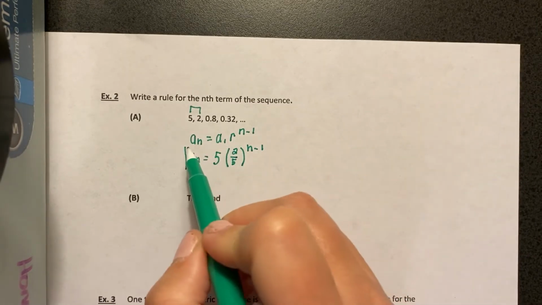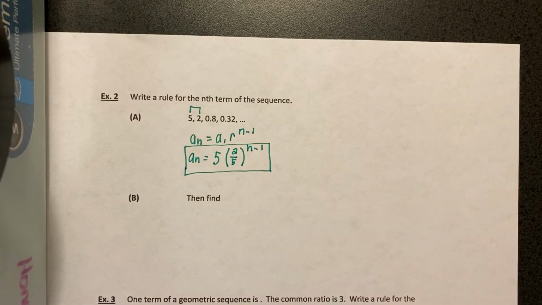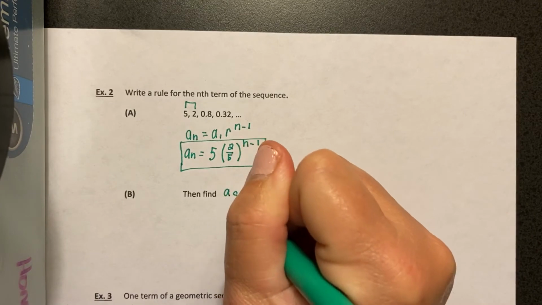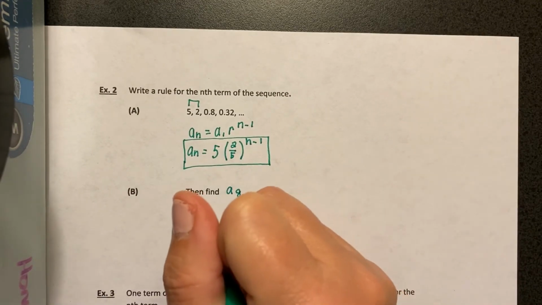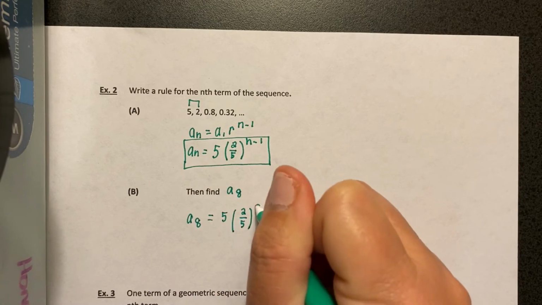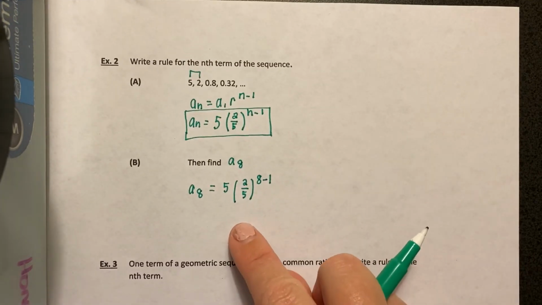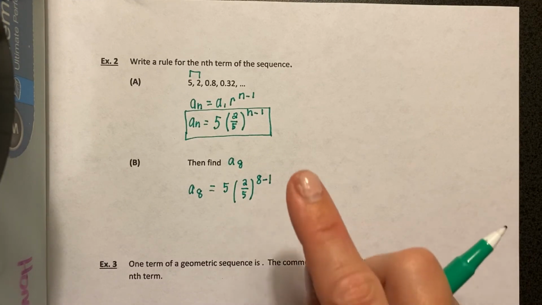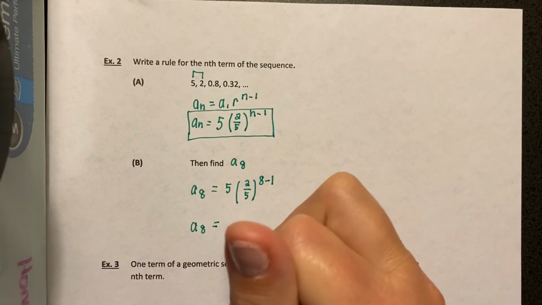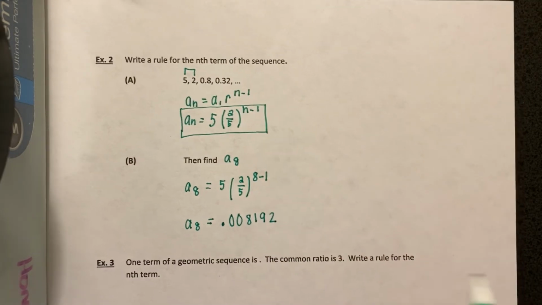Obviously, that 2/5 can be written as a fraction. It can be written as a decimal. It doesn't really matter, but I would always put that in parentheses. So then it says, find a sub 8. To find the 8th term, I'm going to take 2/5 to the 8 minus 1. So it's going to basically be 2/5 or 0.4 to the 7th power. And then you're going to multiply that by that 5, and you're going to get a very small number, 0.008192.